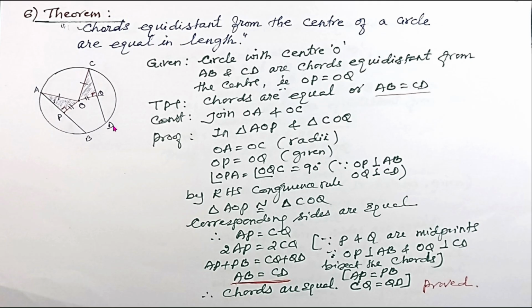So that is the proof, because in this theorem we have proved that AP is equal to CQ, double of AP is AB, double of CQ is equal to CD. Therefore AB is equal to CD, and that is the proof of this theorem.